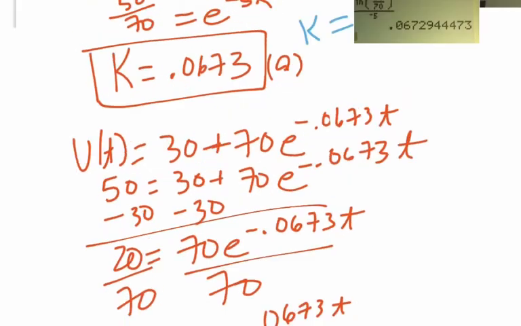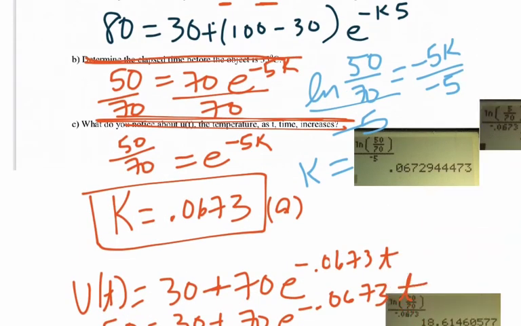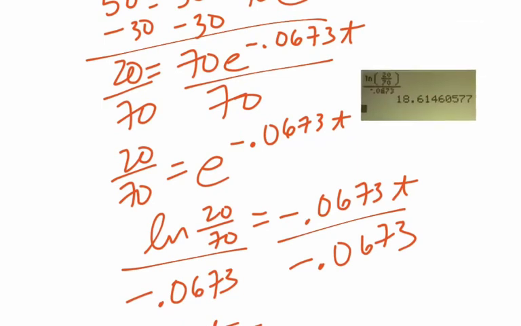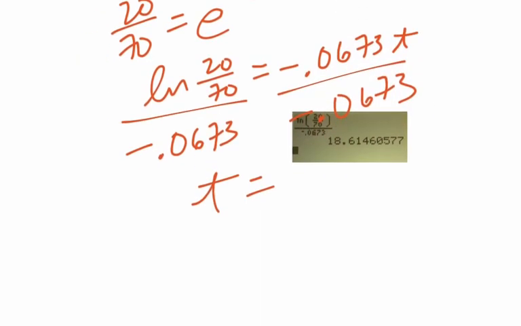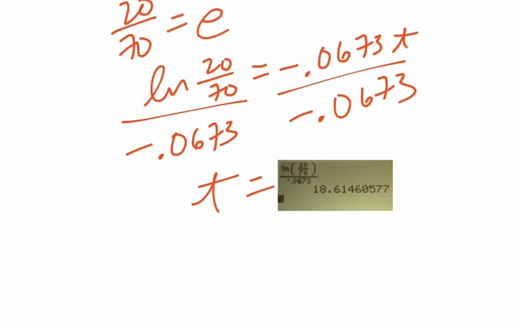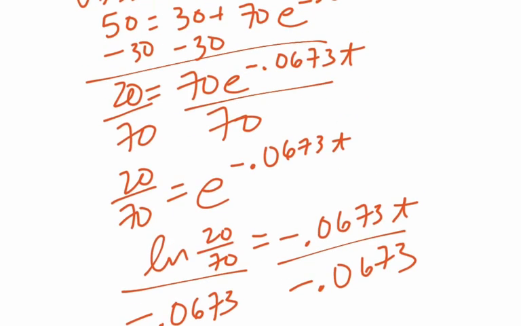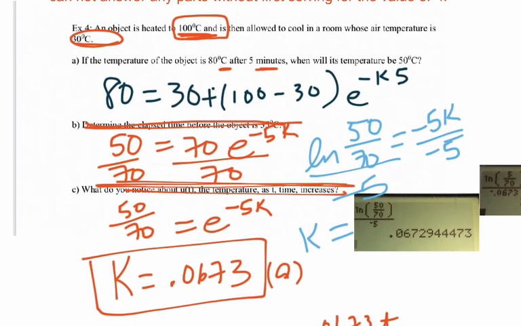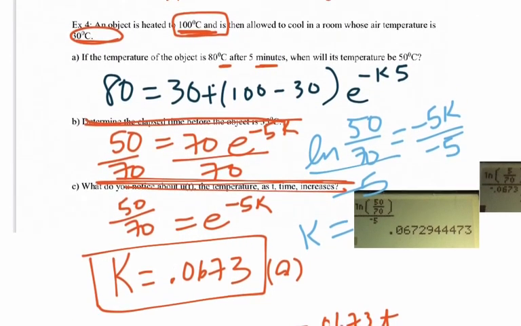And as you already know, I have this in the calculator. And here's my answer. ln of 20 over 70 divided by negative 0.0673. And the t, or the amount of time it's going to take, is 18.6146. And then I have to go back to the word problem to figure out if it's days or weeks or years, or in this case, guess what it is? It's actually minutes.